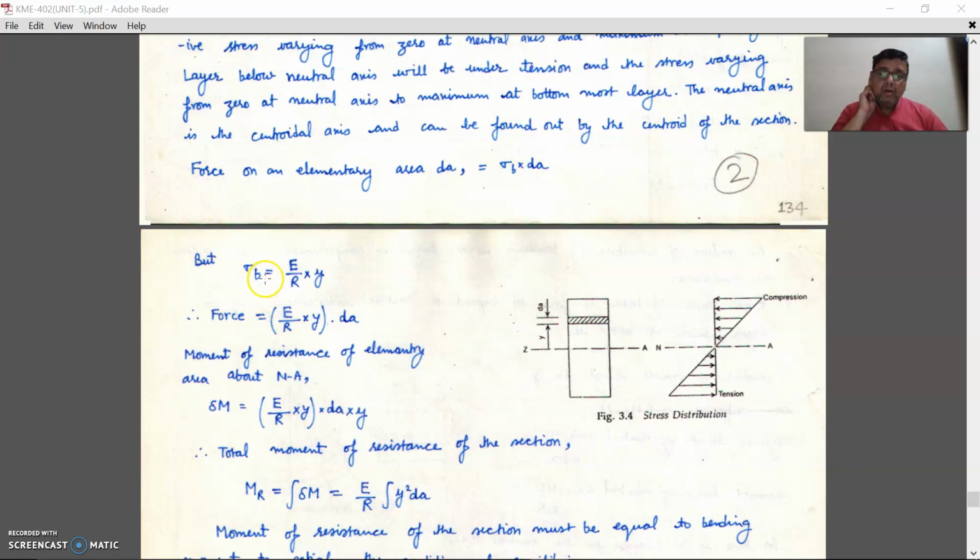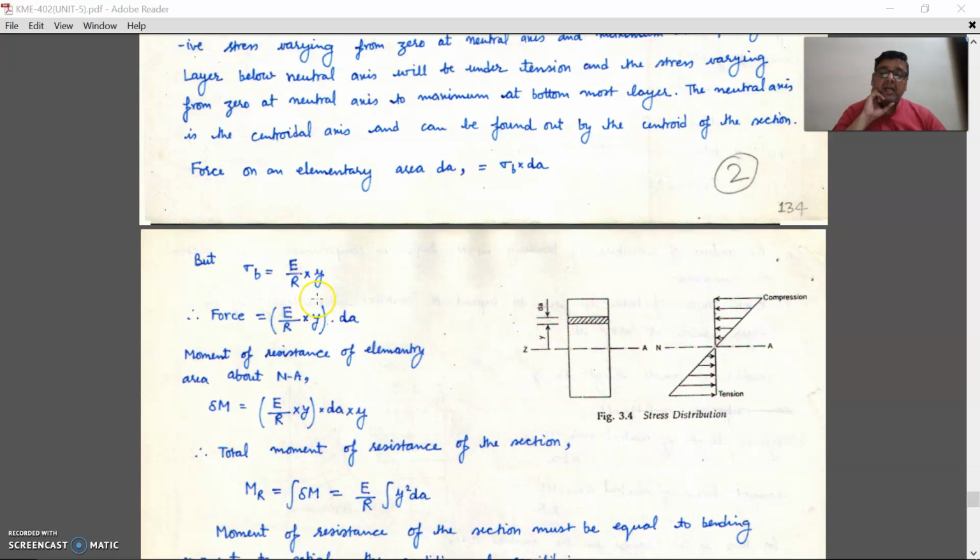Okay, now sigma b is a variable, right? Because sigma b will depend upon y. So I can change that sigma b. I already did this derivation, that sigma b upon y is equal to E by R. So from that derivation, sigma b is equal to E by R into y.